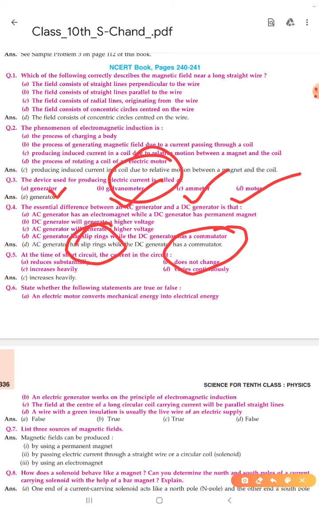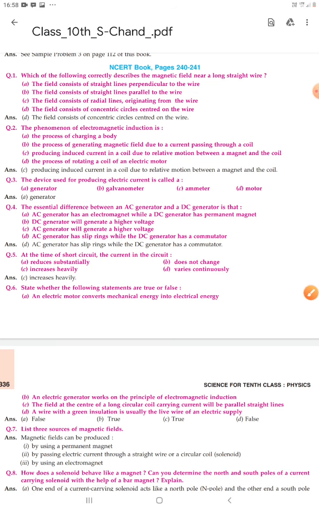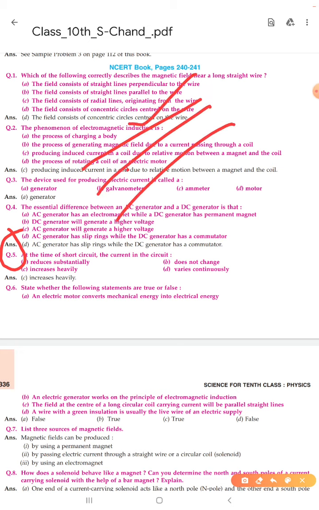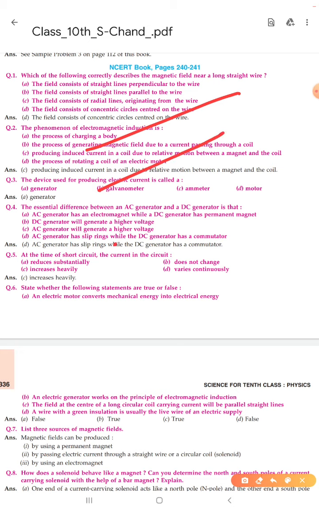Now the next question is here. At the time of a short circuit, the current in the circuit. We did not discuss the short circuit, so let me tell you what a short circuit is. Suppose that in our domestic circuit there are 3 wires. One wire is called the live wire, the second wire is called the neutral wire, and the third wire is called the earth wire. You should know this. In a 3 wire system we have live wire, neutral wire, and earth wire.